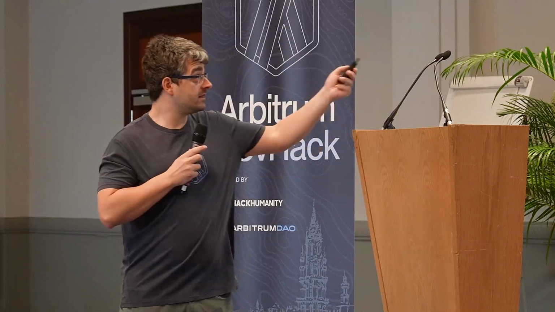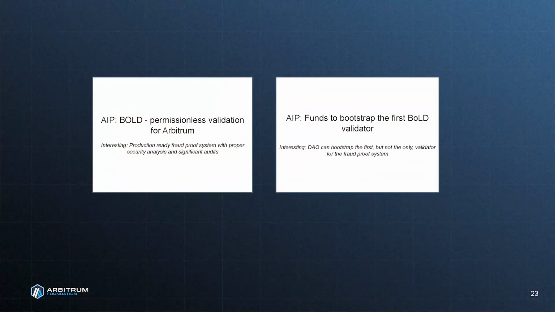And here the DAO can decide if they're going to adopt this new fraud-proof system. There's a second proposal to bootstrap the first validator. So in a fraud-proof system, we rely on stake. So you have to stake some funds, have skin in the game, and then participate in it. So hopefully with this proposal, at least the Arbitrum Foundation can be bootstrapped, and we can be the first actor to protect the system. But it's open, permissionless, and anyone could stake funds and also protect the system as well.